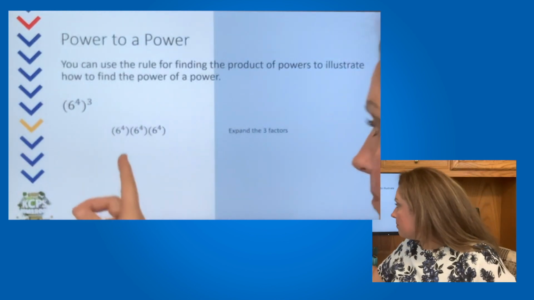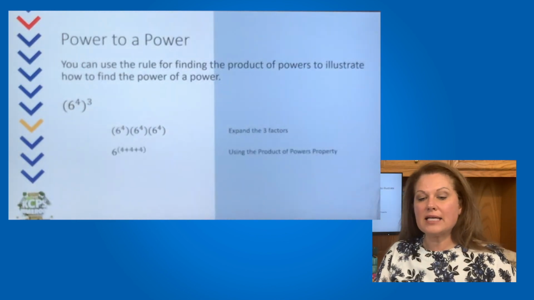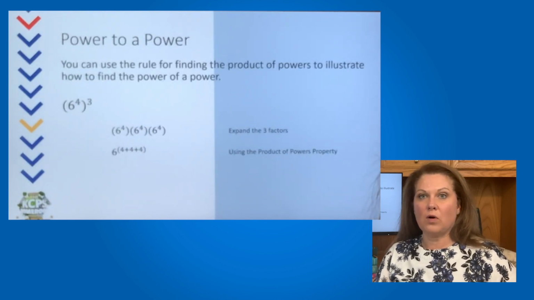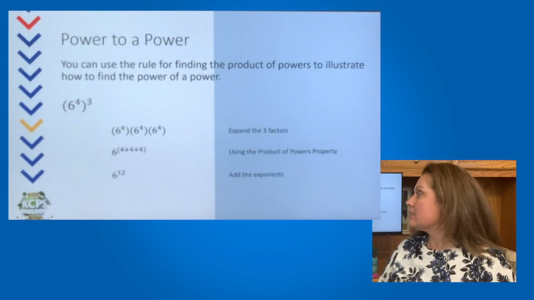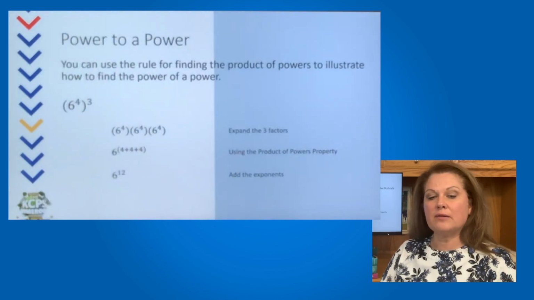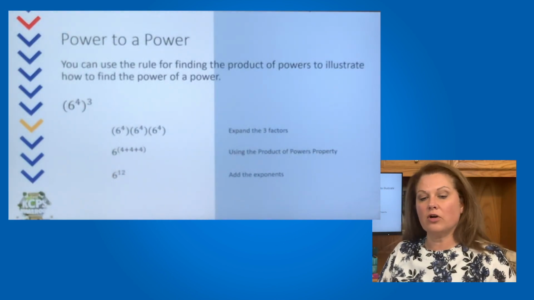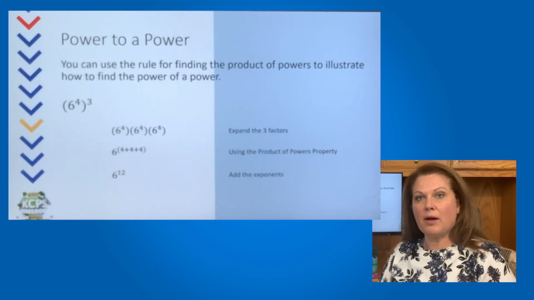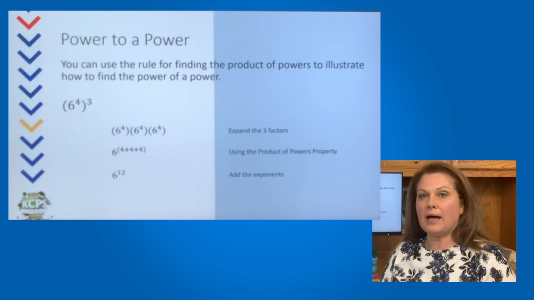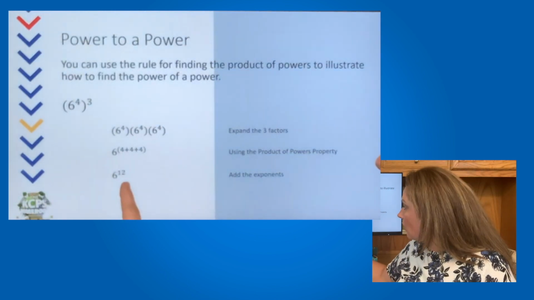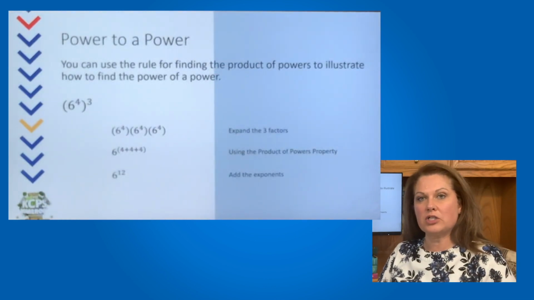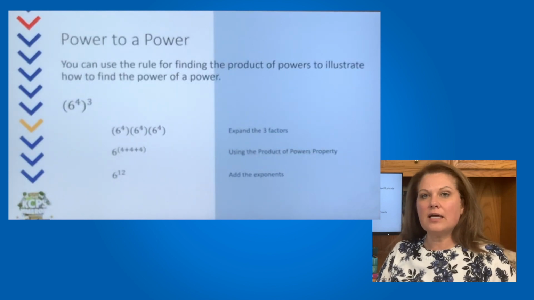And we have the same base, so we simply add our exponents. So it would be 6 to the power of 4 plus 4 plus 4. 4 plus 4 plus 4 is 12. So our simplified version of (6^4)^3 would be 6^12. Now, using the product of powers property, can you see a shortcut for powers of a power? Is there another way we could get 6^12 by looking at our original expression? If you said yes, hang on to that thought.